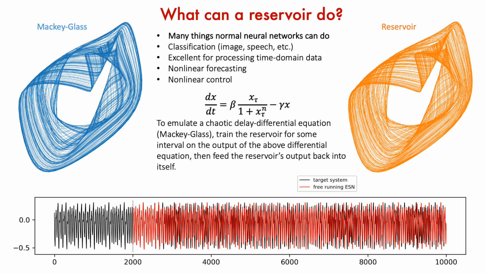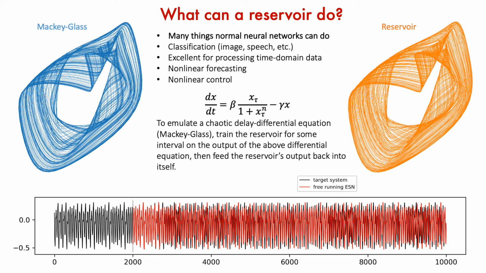To show one capability of an actually software-based reservoir called an echostate network, we show how the echostate network here is trained to emulate a chaotic delay differential equation known as the Mackey-Glass system. The reservoir is trained for some interval on the output of the Mackey-Glass equations shown here, and at some point the output of the reservoir is fed back into the input and allowed to free run. So the time domain trace of this is shown on the bottom of the slide, with the target Mackey-Glass behavior shown in black and the free running echostate network response shown in red.